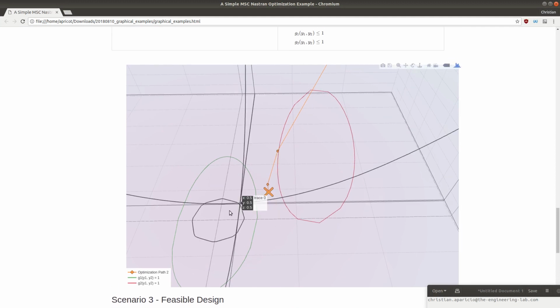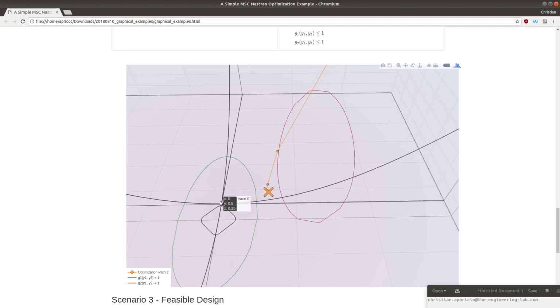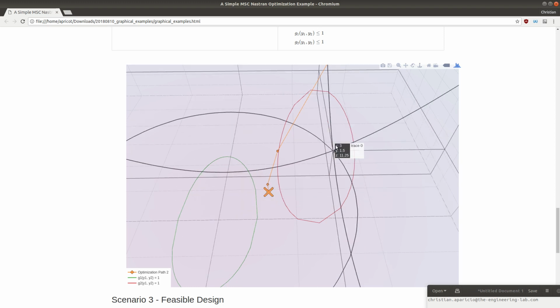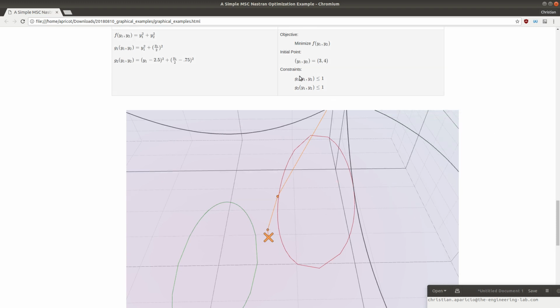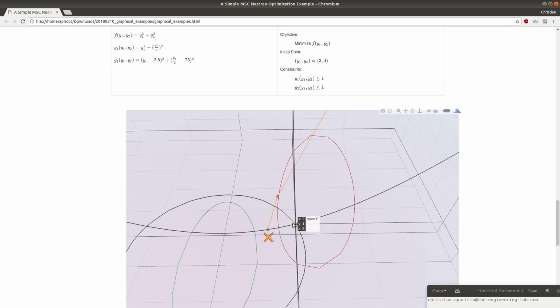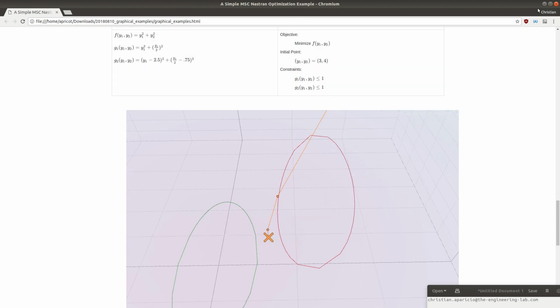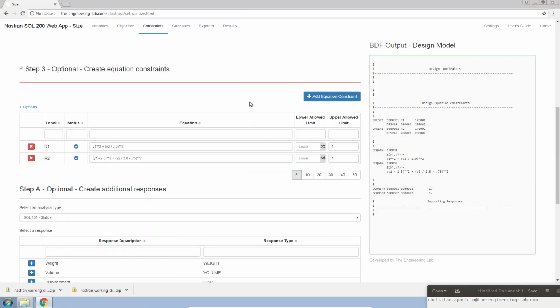We're saying that whatever the design variables are, it should be within the green ellipsoid and it should be within the red ellipsoid. This is the same as satisfying these inequalities. Again, this is not possible, so let's go ahead and see what happens with the optimizer.